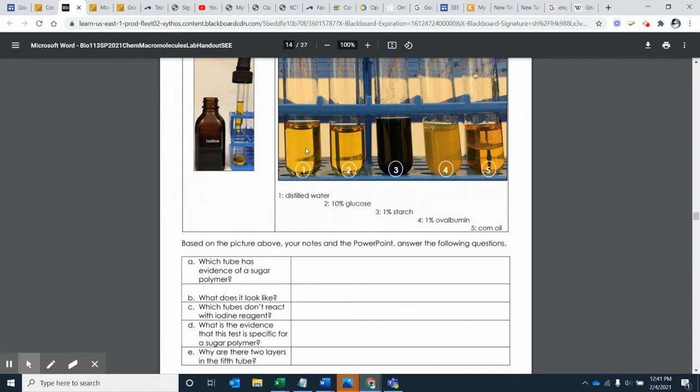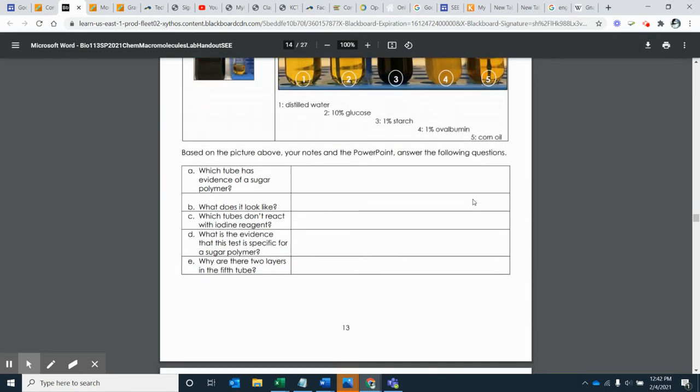The tubes that don't react are 1, 2, 4, and 5. And the evidence that the test is specific is because it only reacts with starch. It doesn't react with glucose, which would be another sugar. And the reason why there are 2 layers is because it's a lipid, and lipid and water don't mix.